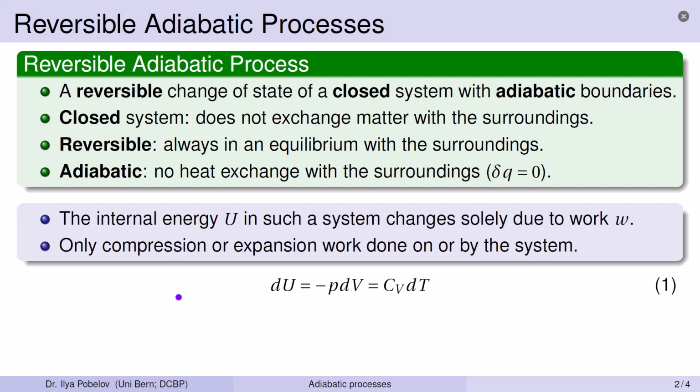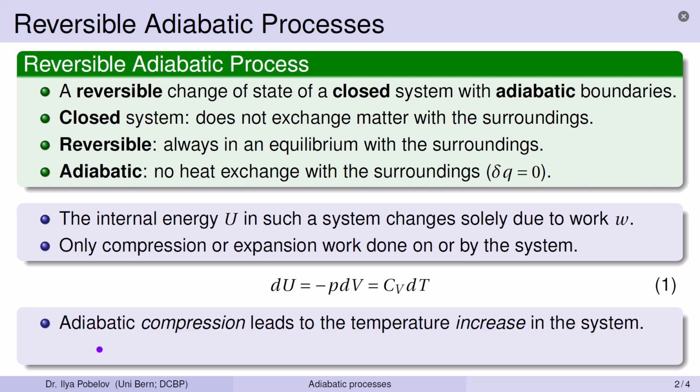types of work. On the other hand, the change in internal energy is also equal to the heat capacity at constant volume CV multiplied by the change in temperature dT. What happens if one performs an adiabatic compression?